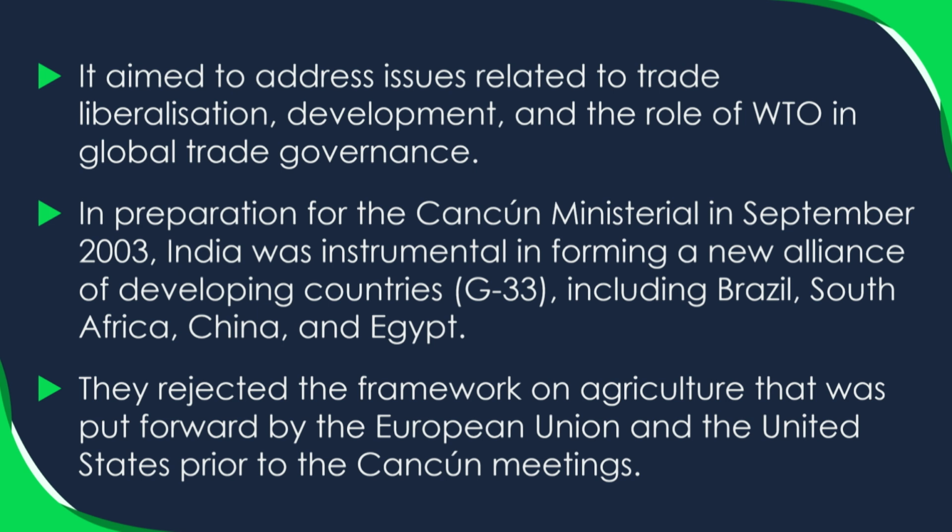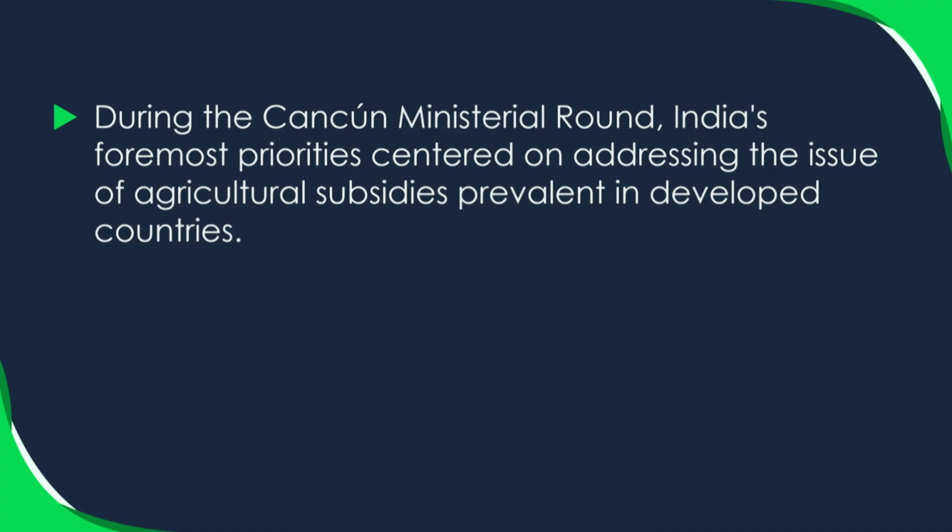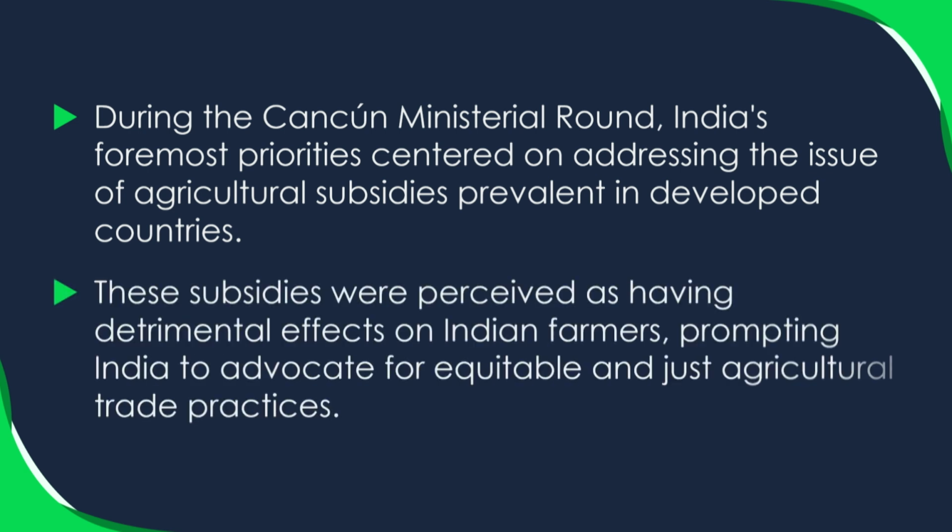the Cancun meetings. During the Cancun ministerial round, India's foremost priorities centered on addressing the issue of agricultural subsidies prevalent in developed countries. These subsidies were perceived as having detrimental effects on Indian farmers, prompting India to advocate for equitable and just agricultural trade practices.